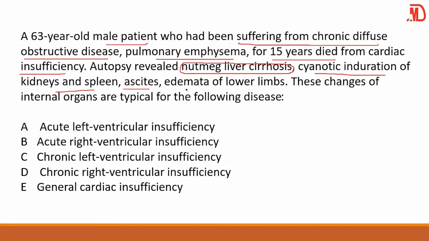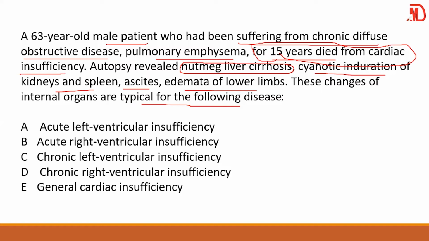We're having ascites, edema of the lower limbs. What it means is that fluids are all over what? The body. So either there's a problem with what? With the heart, or the liver, or the kidney. But obviously, this is a problem from the heart. Now, these changes of the internal organs are typical for the following what? Disease. Of course, this has taken place for 15 good years. So this person is having what? A ventricular what? Insufficiency, or a chronic right ventricular insufficiency.